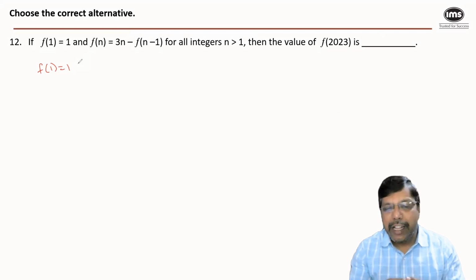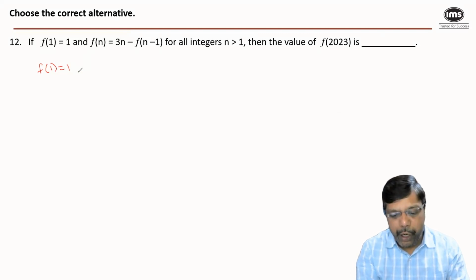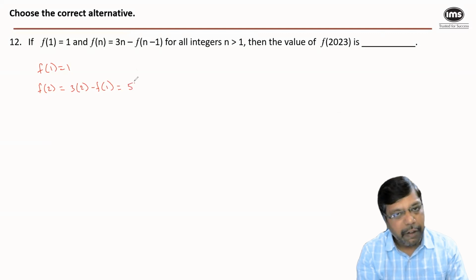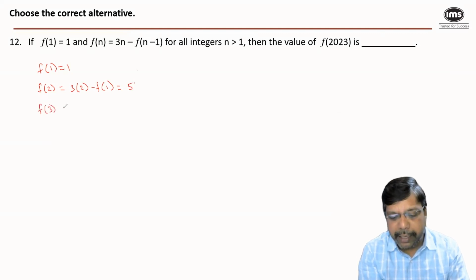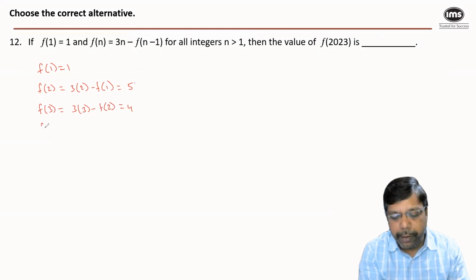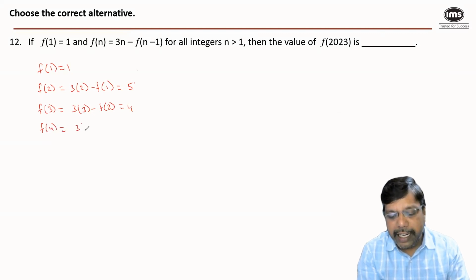So in order to identify the pattern, let me calculate the first few initial values. Now we know f of 1 is equal to 1. By definition, f of 2 will be 3 into 2 minus f of 1, which is equal to 6 minus 1, 5. Now f of 3 is equal to 3 into 3 minus f of 2, that is 9 minus 5, 4. F of 4 is 3 into 4 minus f of 3, 12 minus 4, 8.